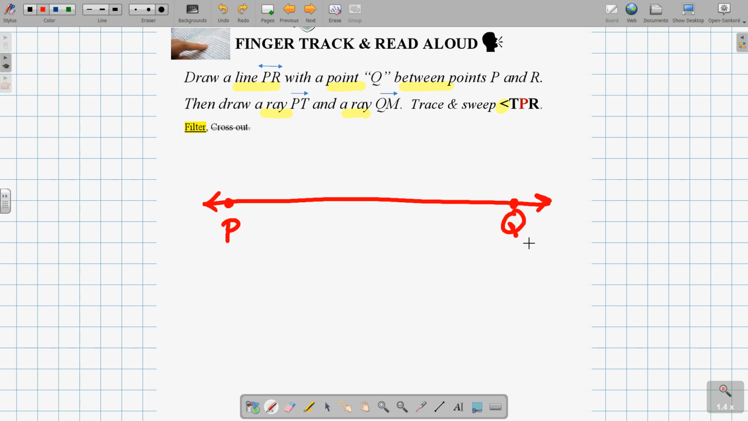Guess what? I've drawn a line PR. Guess what I'm going to do up here? I cross it out. Q is between P and R.